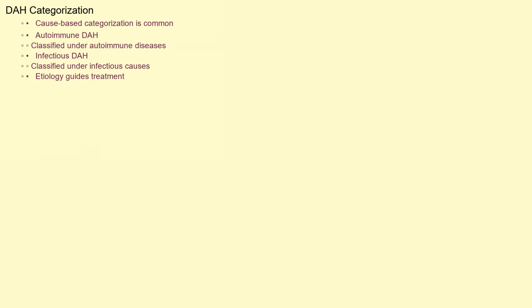While DAH doesn't have strict classifications, it's often categorized based on its underlying cause. For instance, DAH associated with autoimmune diseases is categorized under that umbrella. DAH due to infections would be classified under infectious causes. Identifying the underlying etiology is essential for guiding treatment and management strategies.